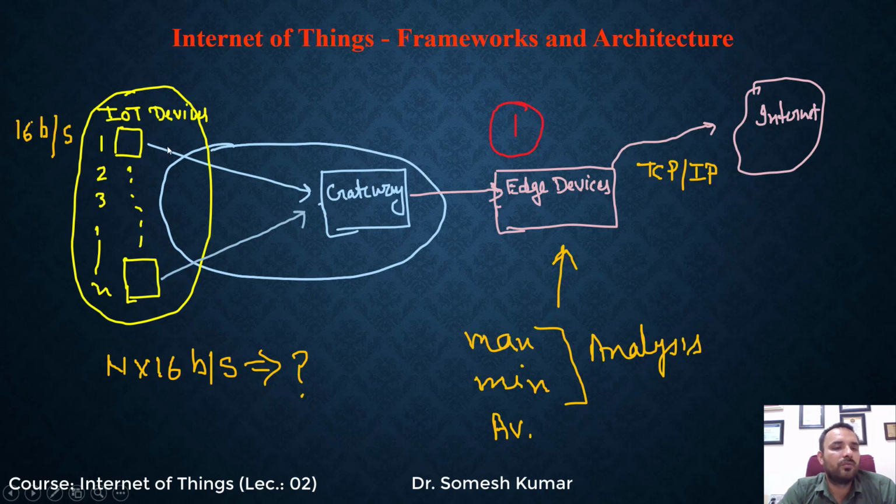So now there is only one chain. The IoT device communicates to the gateway, this gateway communicates with the edge device, and this edge device sends the data to the internet with the help of the TCP/IP protocol. So this is one simple architecture of IoT. Here it is clear that the first main device for the IoT architecture is the edge devices.